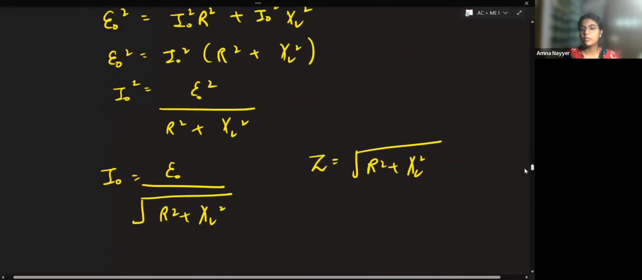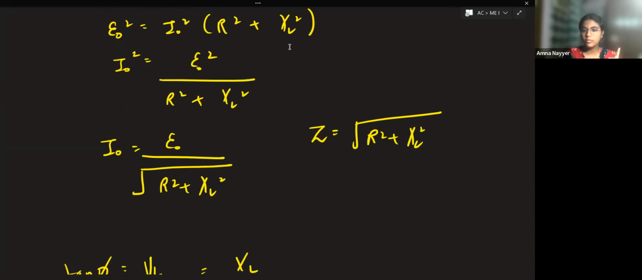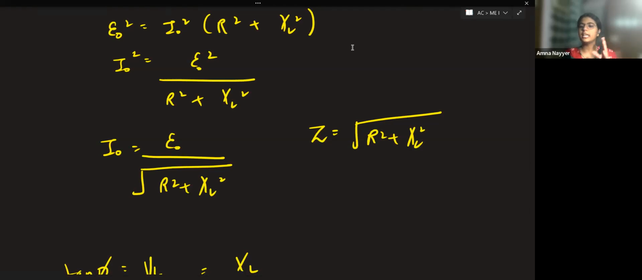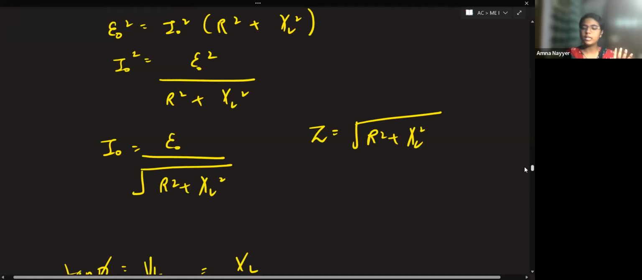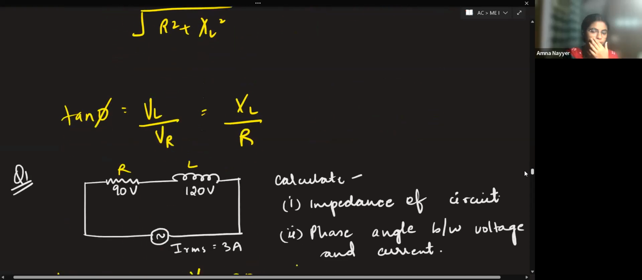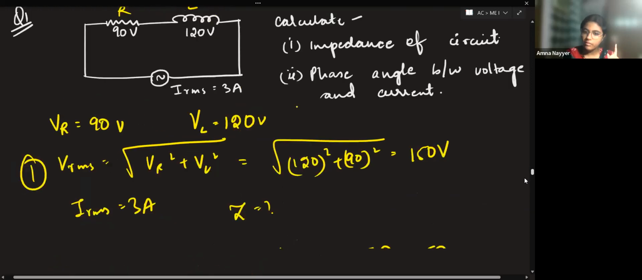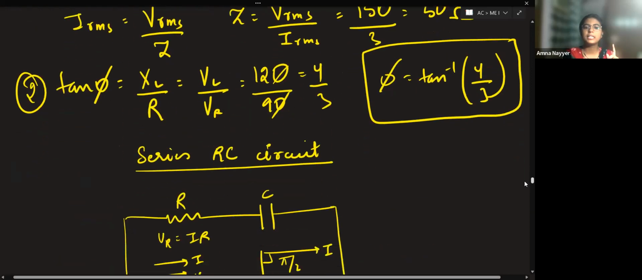Even in the formula for impedance, instead of XL minus XC square and all those things that we obtained, we will just get XL square because the XC component is not there, and tan phi will be XL by R. Otherwise, in the LCR circuit, where all three components were added, XL minus XC was included, or XC minus XL. Now only XL will be included. One numerical also we had completed.